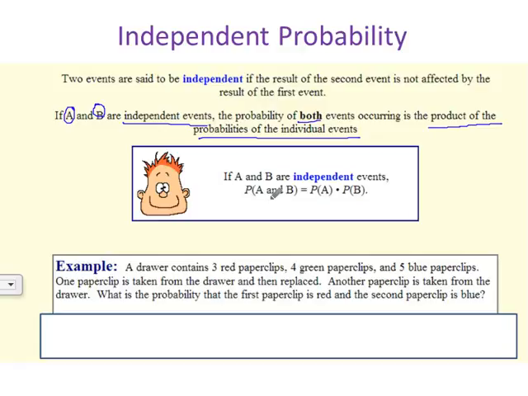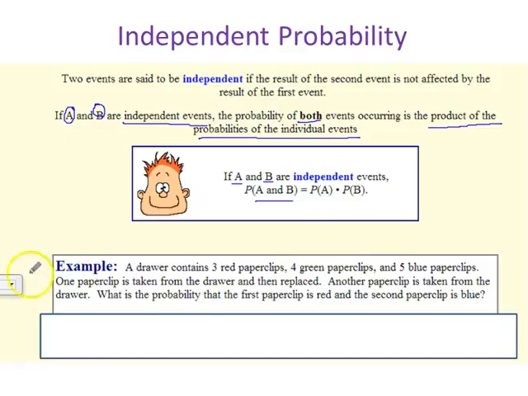So here is the notation that I mentioned before that we're going to see a lot, and it's important that we understand the notation so that we understand the formulas that we're given. If we have two independent events, A and B, then the probability of event A and event B occurring, P(A and B), is equal to the probability of the first event multiplied by the probability of the second event. That is how we find the probability of independent events.